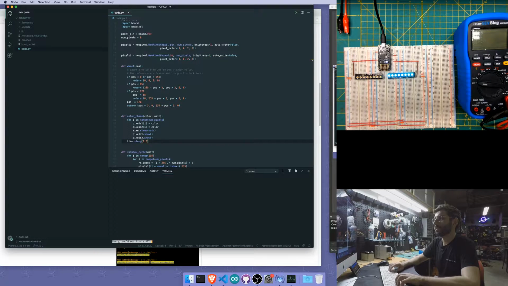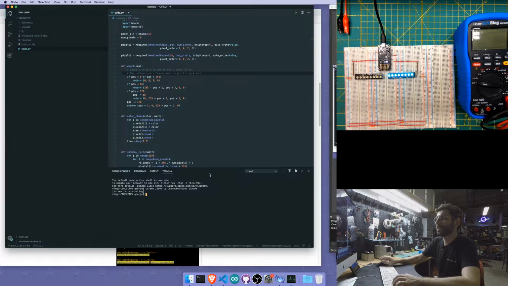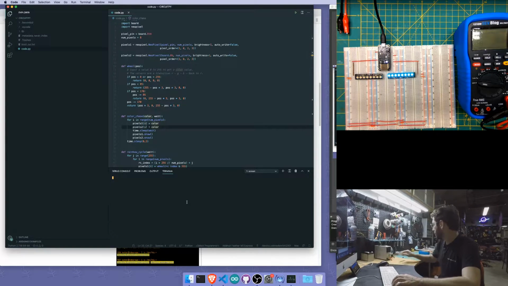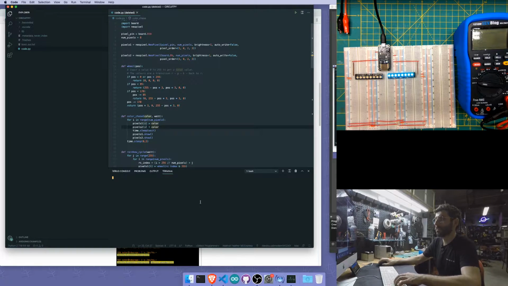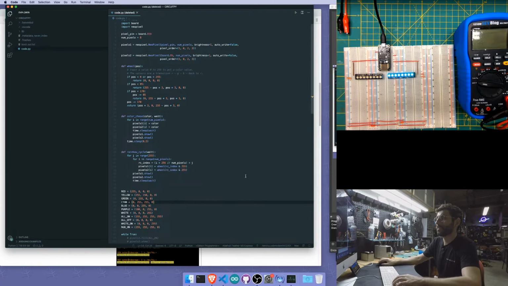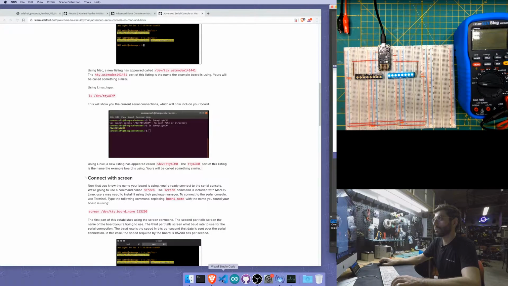Resource busy. Let's kill any screens. I think this was what I had to do last time. Okay. Yeah, VS Code is really not cooperating.